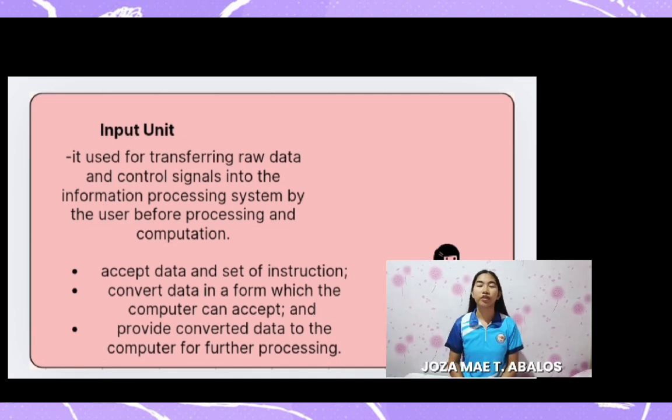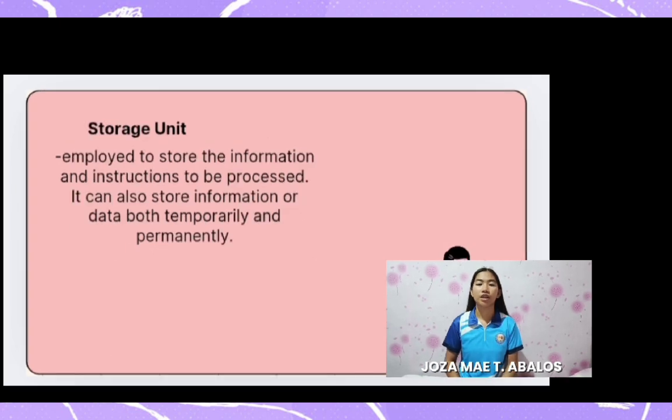So, what is the input unit? It is used for transferring information into the system, and it has three functions. First, it accepts data and a set of information. Second, it converts data into a form the computer can accept. Lastly, it provides the converted data to the computer for further processing. The storage unit is where we store our information or data, both permanently and temporarily.